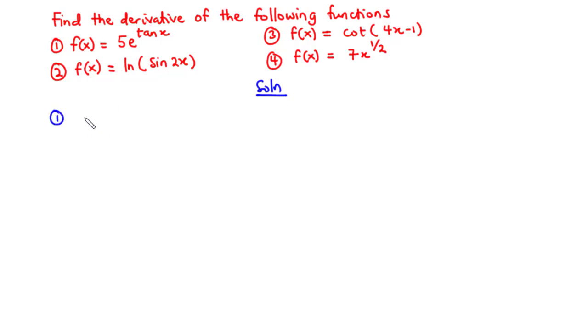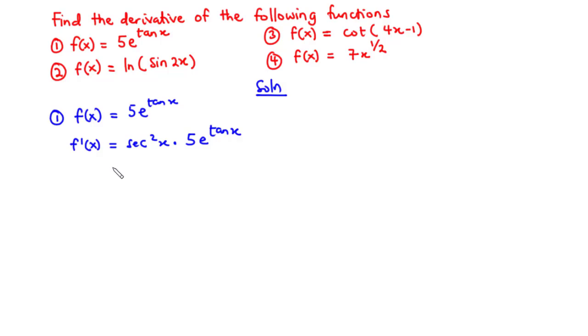So for question 1, we have f of x equals 5 times e to the power tan x. We are going to find the derivative of this function with respect to x. So to do so, we have f prime of x equal to, first of all, we are going to differentiate the exponent, which is tan x, with respect to x, and that is sec square x, and then we multiply that by f of x. Now we have f of x to be 5 times e to the power tan x.